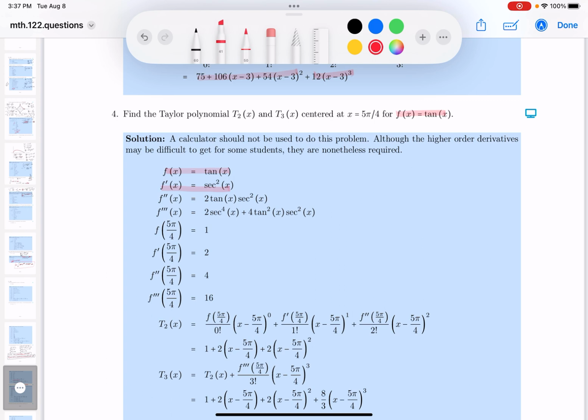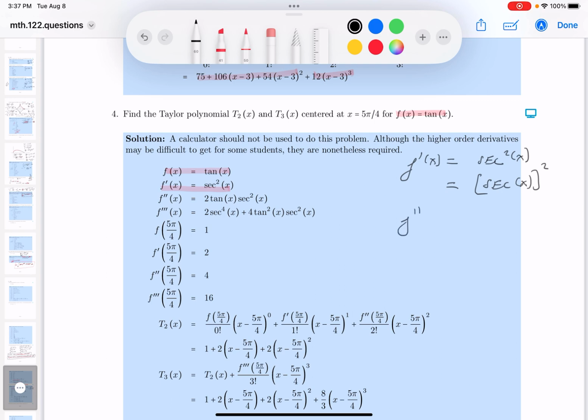And to do that, I'm going to write f prime down as secant squared x. I'm actually going to write that a little differently. It's going to be secant x to the second power.